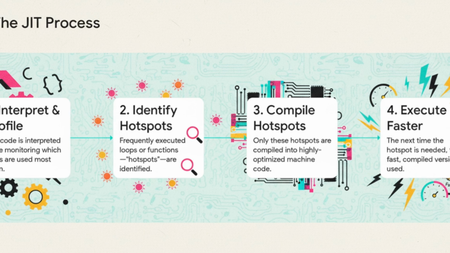First, it just interprets the code, but it's also profiling. It's watching to see which roads get used the most. When it finds a piece of code that's being used over and over and over again, what it calls a hotspot, that's like finding a super congested highway. So it rebuilds that one specific road into an expressway by compiling it into machine code. The rest of the little city streets are left alone, but the next time traffic needs that highway, it gets to use the new blazing fast version instead.